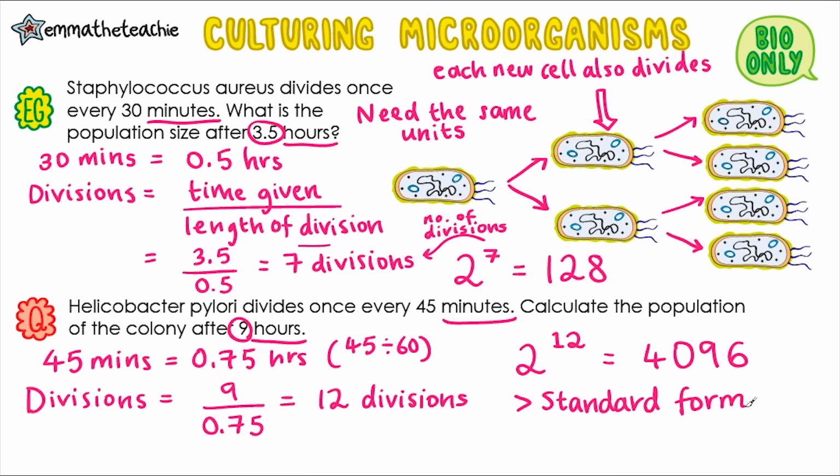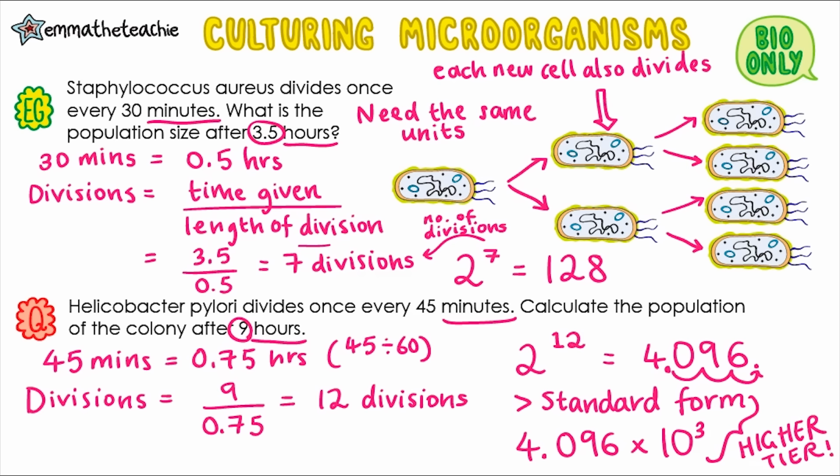Okay, so what we're going to do is make a number that's between 1 and 10 by placing a decimal point somewhere in this number. That would go here to give us 4.096. And now we're just going to work out what our 10 is to the power of. So we count 1, 2, 3 back to the original decimal place, and that's going to give us 4.096 times 10 to the 3. And remember, that's higher tier only.